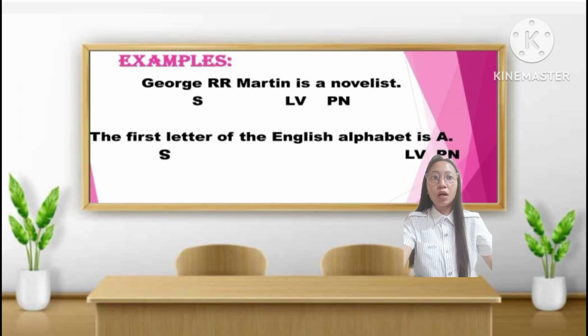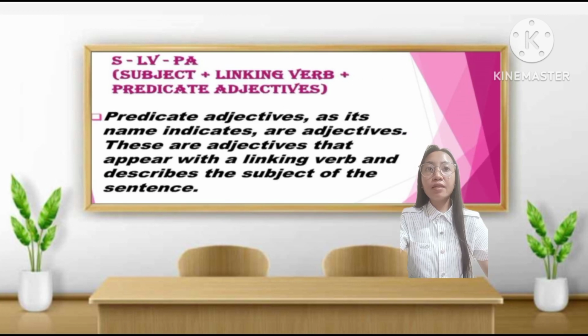Example, George R. R. Martin is a novelist. George R. R. Martin is the subject. Is is the linking verb. A novelist is the PN. Next is, the first letter of the English alphabet is A. The subject is the first letter of the English alphabet. Is is the linking verb and A is the PN. Next, we have the SLVPA or the subject, linking verb plus predicate adjective.